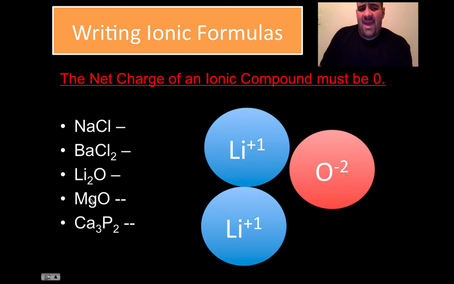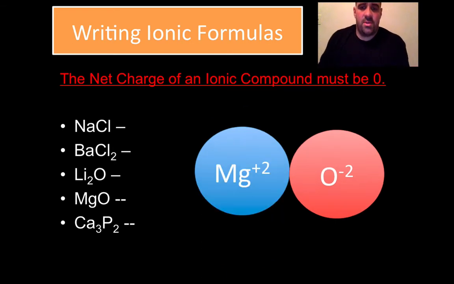And then if we had magnesium and oxygen, magnesium is going to have a +2 charge, oxygen is going to have a -2 charge. So they're going to bond in a 1-to-1 ratio, MgO.